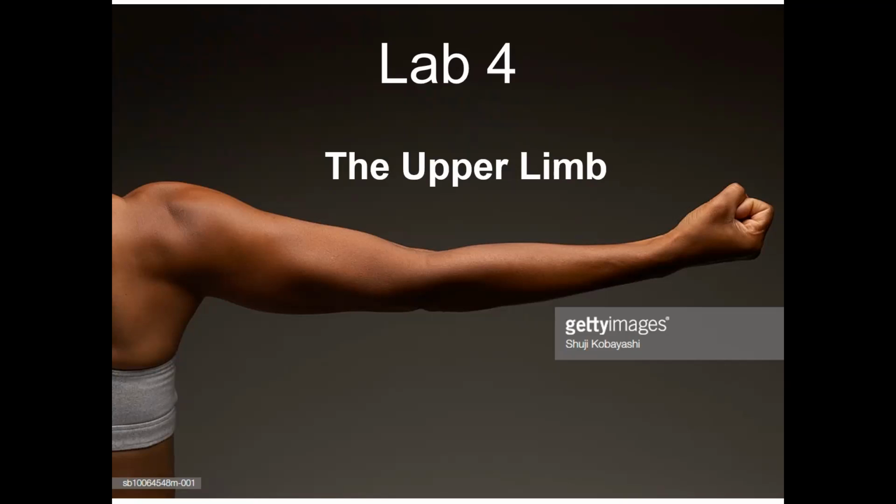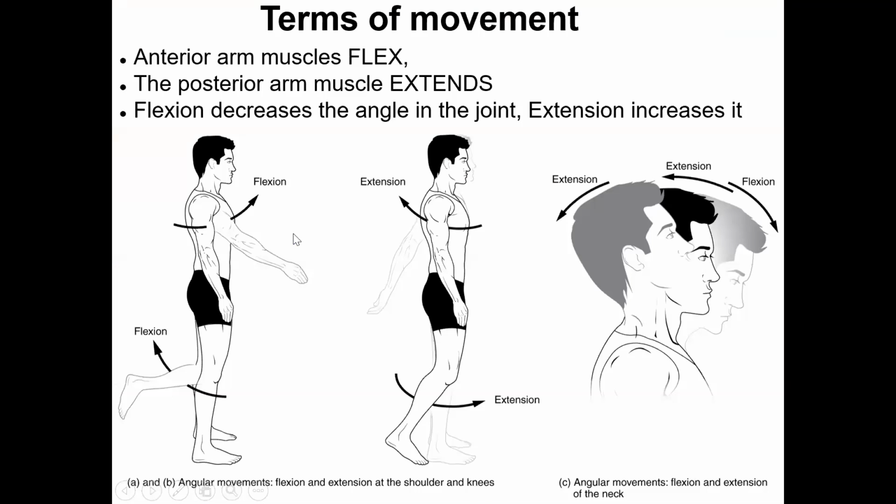Now, the upper limb we know is really important in movement, movement of the upper extremities, as well as a lot of small activities of daily living. So lifting things, carrying things, all types of accessory functions for mobility. We'll start off by looking at some terms of movement. These are going to be really important to understanding some of the function of the muscles of the upper limb.